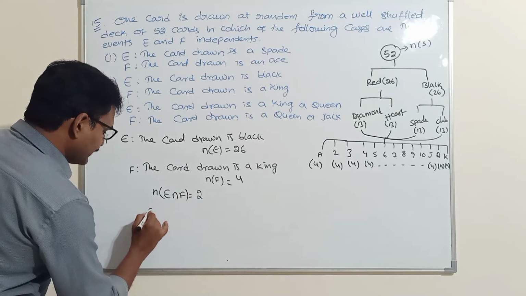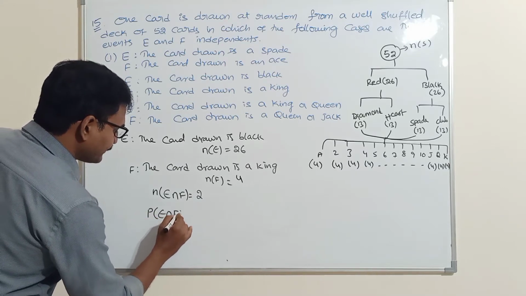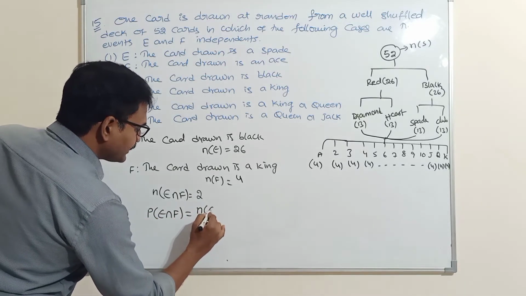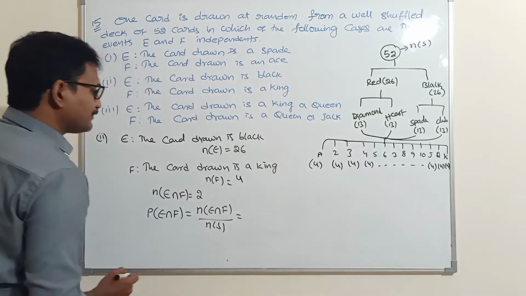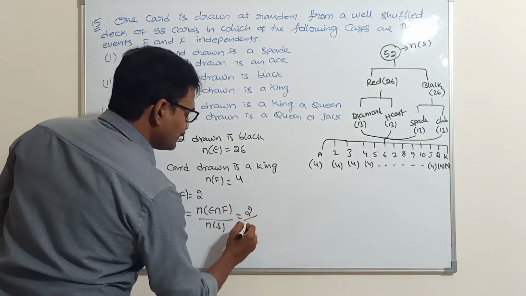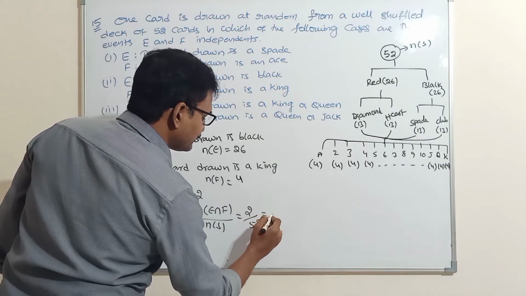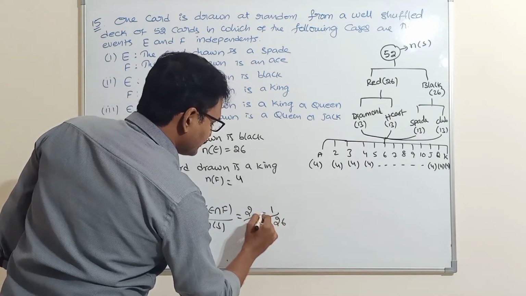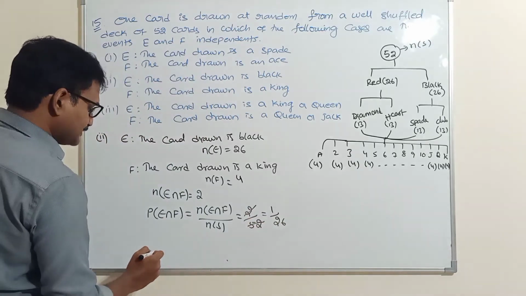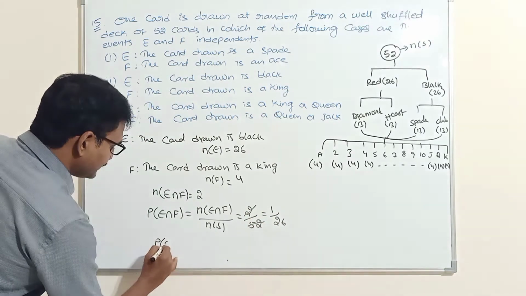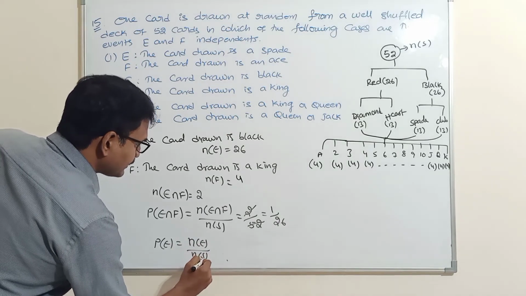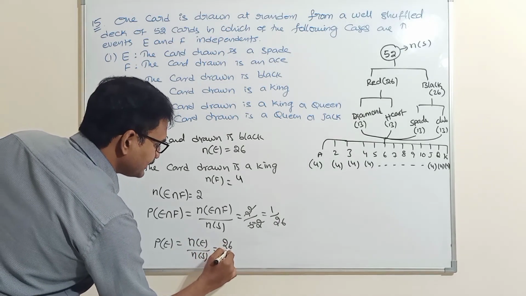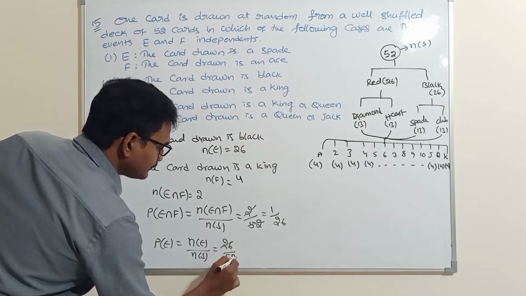So now find P of E intersection F. What is P of E intersection F? N of E intersection F by N of S. What is N of E intersection F? 2. 2 by total number of cards, 52. 2 by 52 means 1 by 26. Next, what is P of E? P of E means N of E by N of S. What is N of E? 26 by 52.